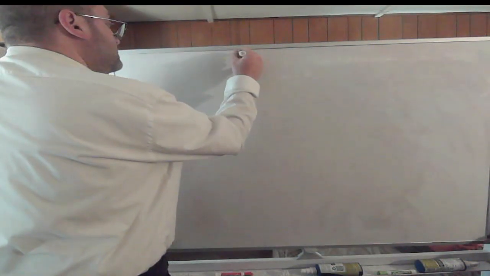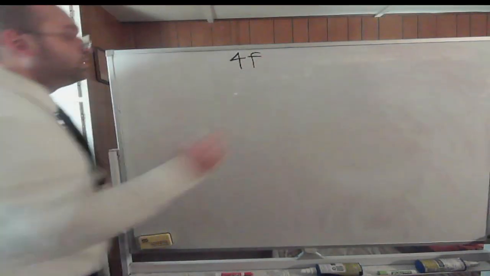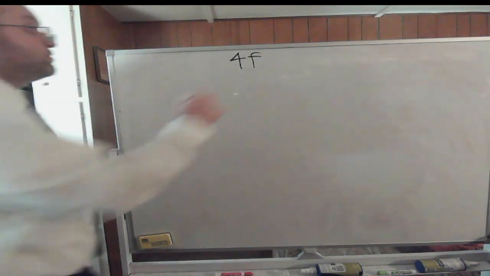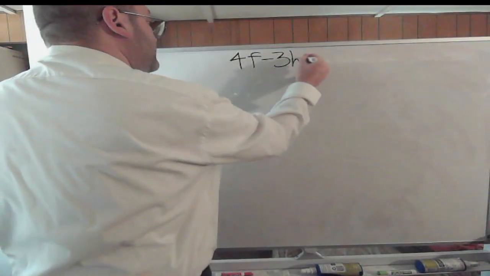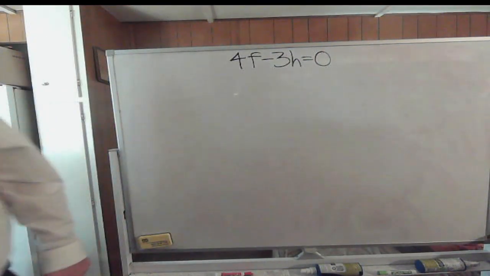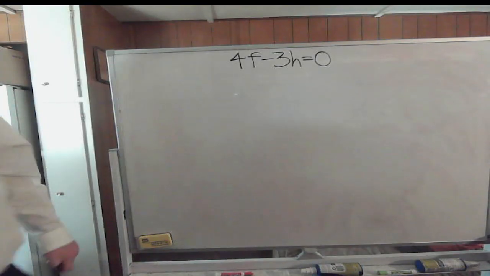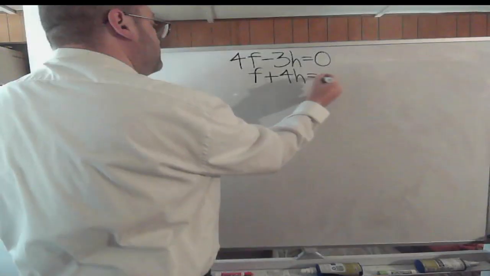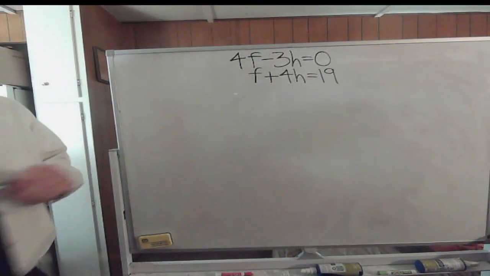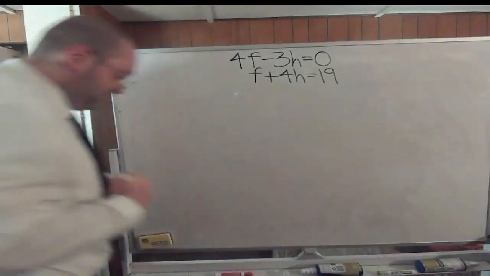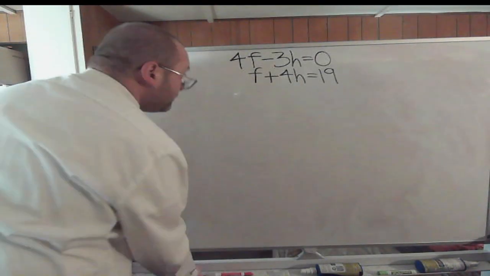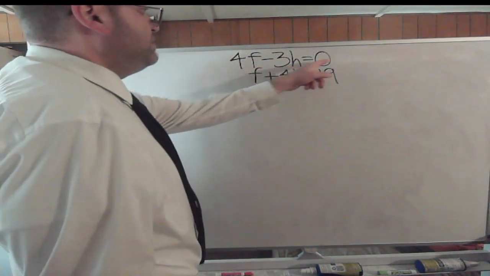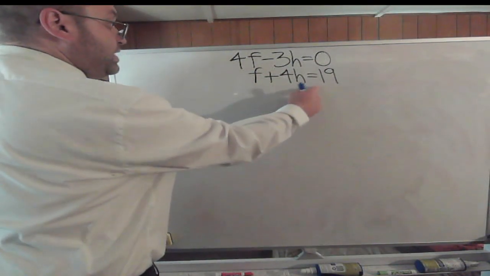All right. Let's see, 4f minus 3h equals 0. Then f plus 4h equals 19. So we have this system of equations here where you have 4f minus 3h equals 0. Then you have f plus 4h equals 19.